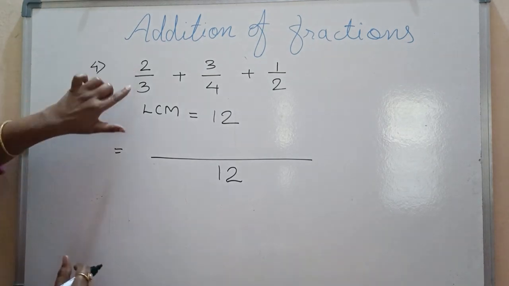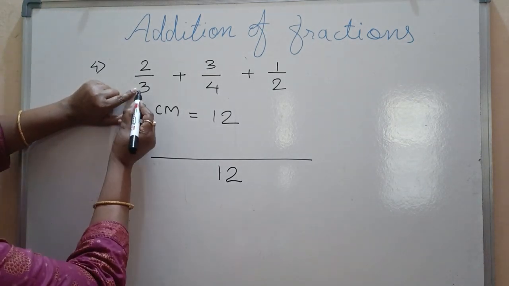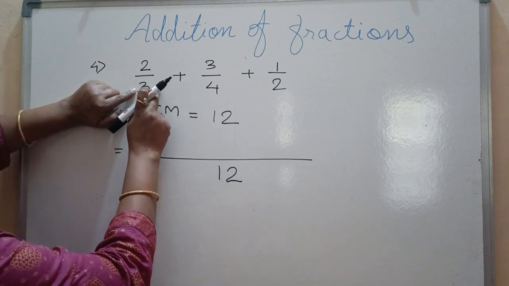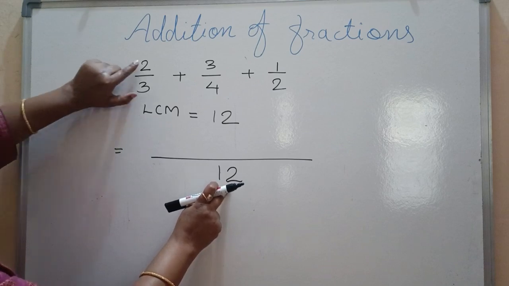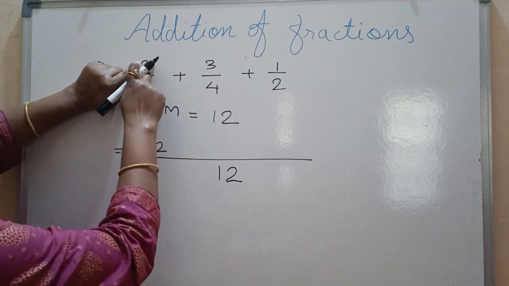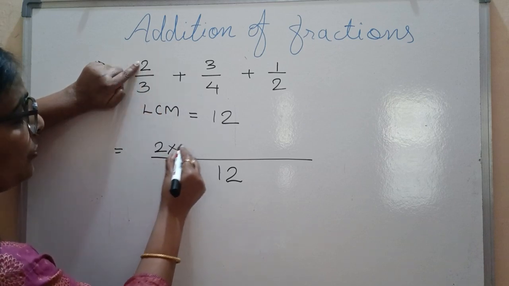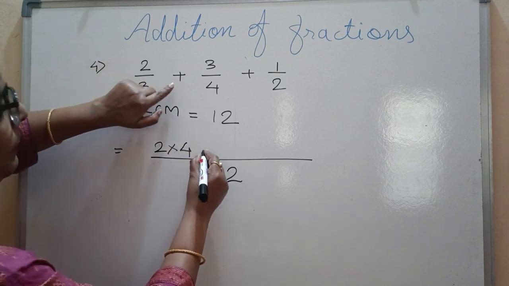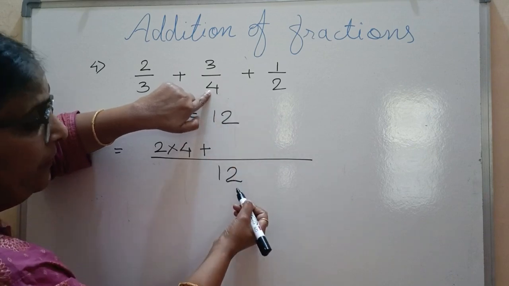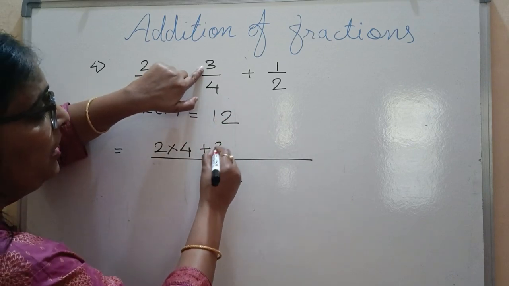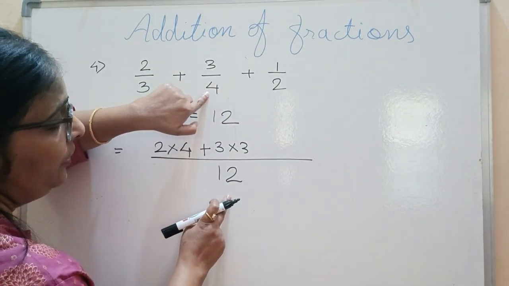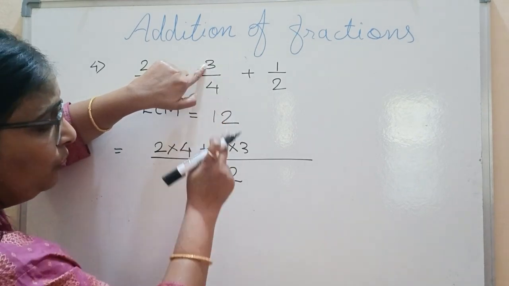Now the first fraction is 2 by 3. By which number are you multiplying this 3 to get 12? 3 4s are 12. Isn't it? Therefore here also, 3 into 4 you are doing. Therefore you will write here also 2 into 4. Plus. Now 4 3s are 12. Therefore here 3 into 3, because 4 into 3 you are doing for 12. Okay. Therefore 3 into 3.